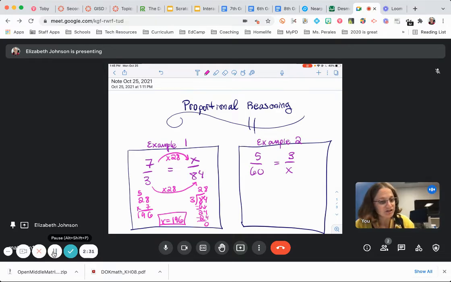And you know what? If you weren't sure, you could type those in a calculator, and it would give you the same value for both 7 over 3 and 196 over 84, because those are equivalent fractions, and it's a true proportional relationship. Let's look at example 2. So remember, I want to look both vertically and horizontally to see if I can see multiplicative relationships between the numbers I've been given. Take a look for a minute.